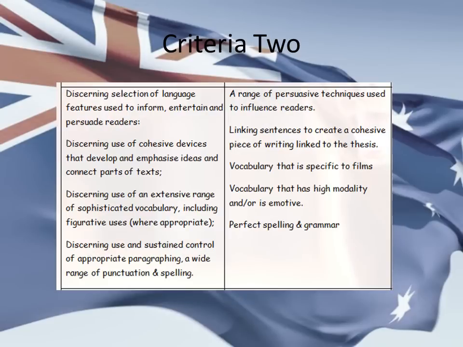Criteria 2 is really all the technical aspects of the language that you need to get right, and a lot of that comes from careful drafting. So, are you using a range of persuasive techniques? You don't have to use them all, but are you using a good range of them? Are you putting your sentences together and linking the ideas between the paragraphs? And are you using vocabulary that's both film-specific, but also emotive, and is going to make your reader persuaded to your point of view?